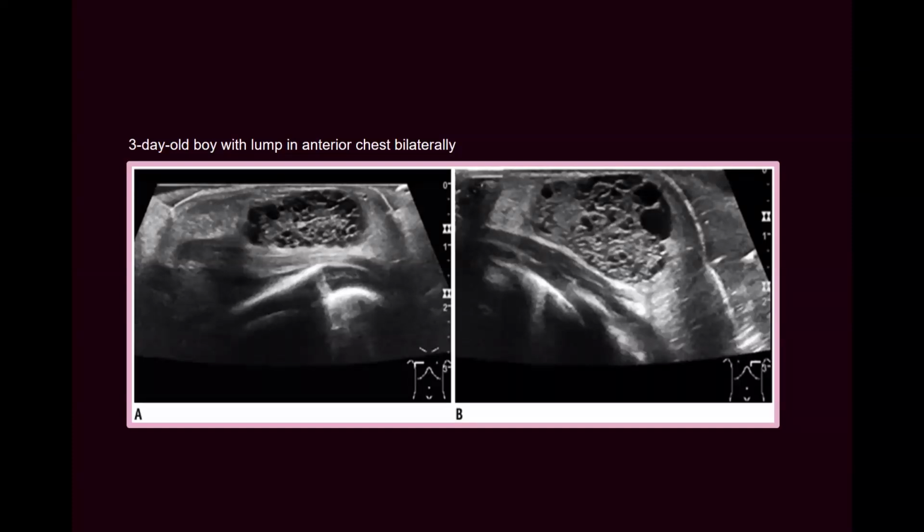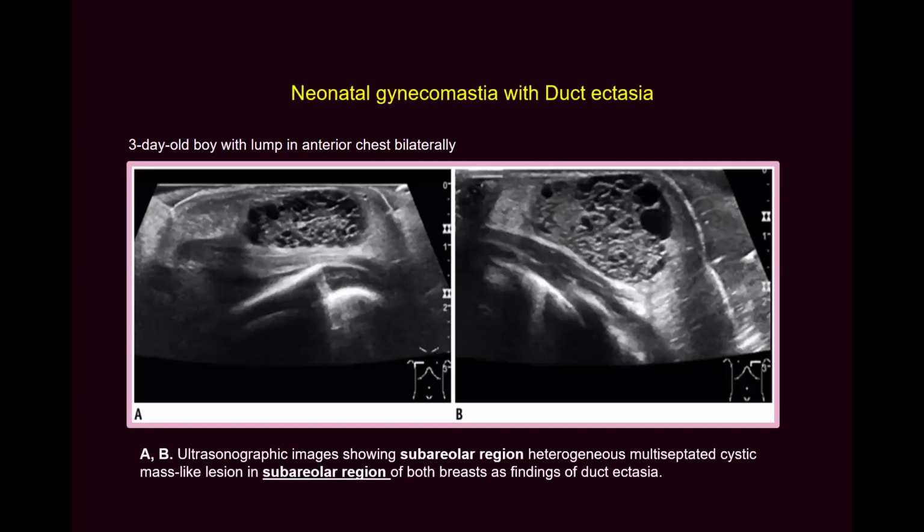This case, 3-day-old boy with lump in anterior chest bilaterally. Neonatal. Neonatal what? Yes. Only neonatal gynecomastia? Or associated with? Dilated ducts. Associated with ductectasia. Yes, this is neonatal gynecomastia with ductectasia.